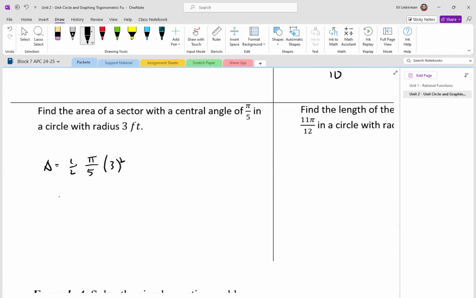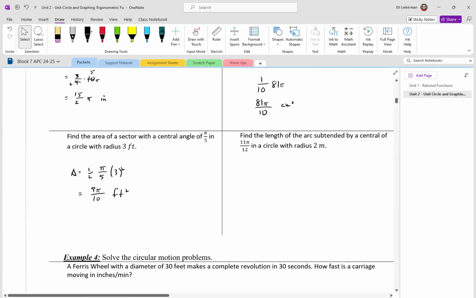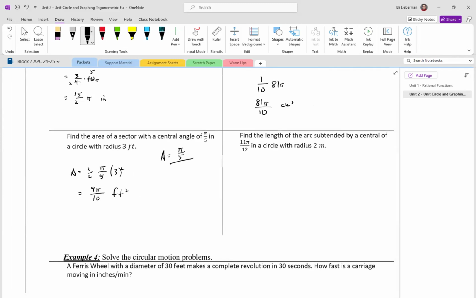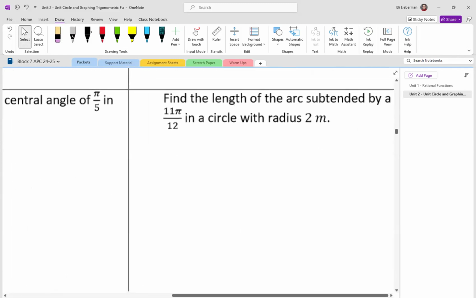So what do you get in the end? 9 pi over 10 feet squared. Thank you very much. Any questions? I see, so you're doing area equals pi over 5 over 2 pi. Yeah. Okay. Sorry, it makes sense in my head. It's not a problem at all. So we were just having a translation issue, but what you did is perfectly fine.